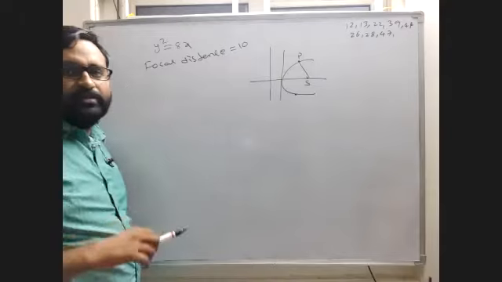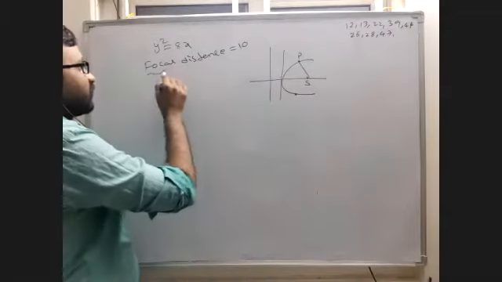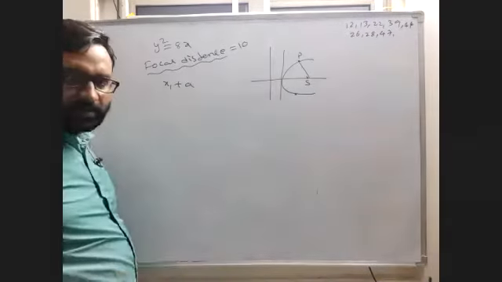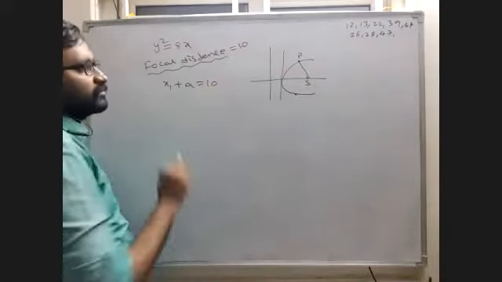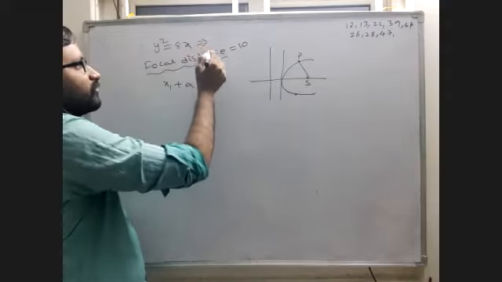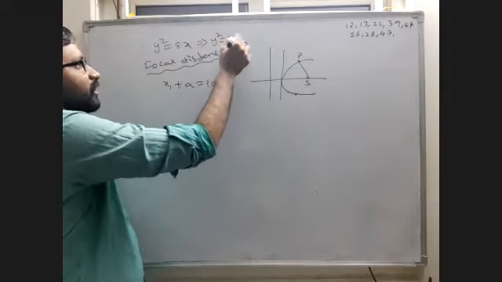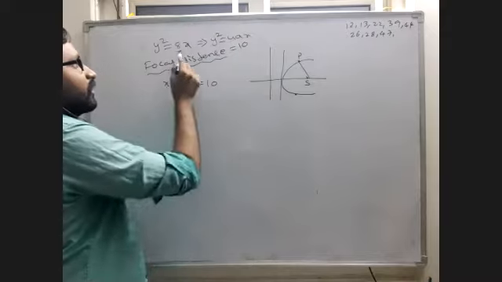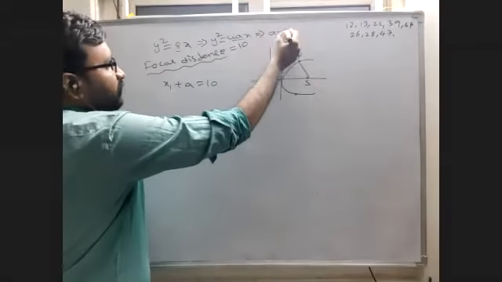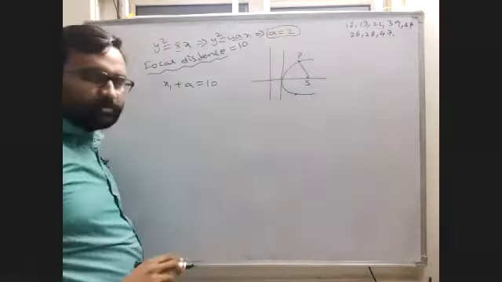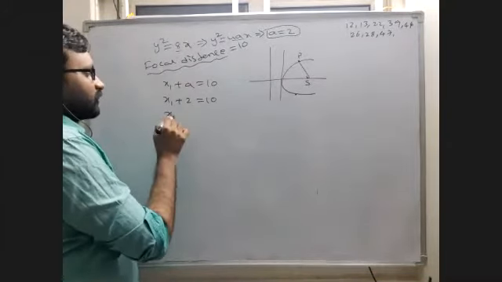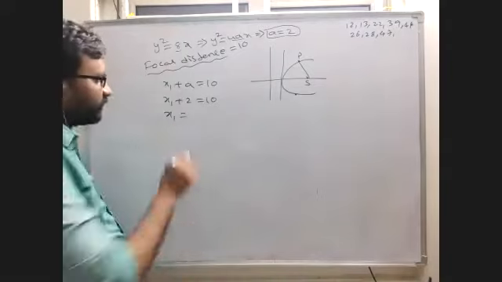x by using the focal distance formula. Why? Because the focal distance formula is x1 plus a, which is given as 10. But the given parabola is y square equal to 8x, na. Comparing to the standard form y square equal to 4ax, 8 is the value of 4a, then we can write the value of a is equal to 2. Now substitute here 2, that is x1 plus 2 is equal to 10. Then x1 is equal to 10 minus 2 is equal to 8.